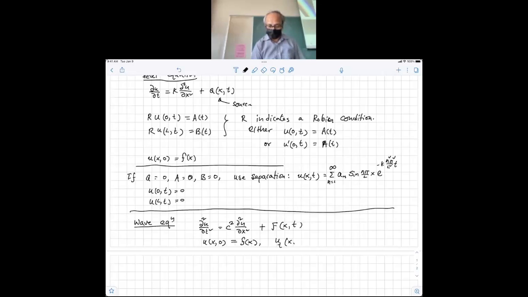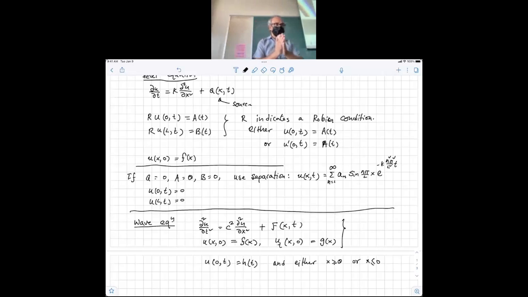u sub t(x, 0) is g(x). So that's fine. But now I have one more condition here. Maybe I can write here: u(0, t) equals h(t), and either x is greater than or equal to 0, or x is less than or equal to 0.